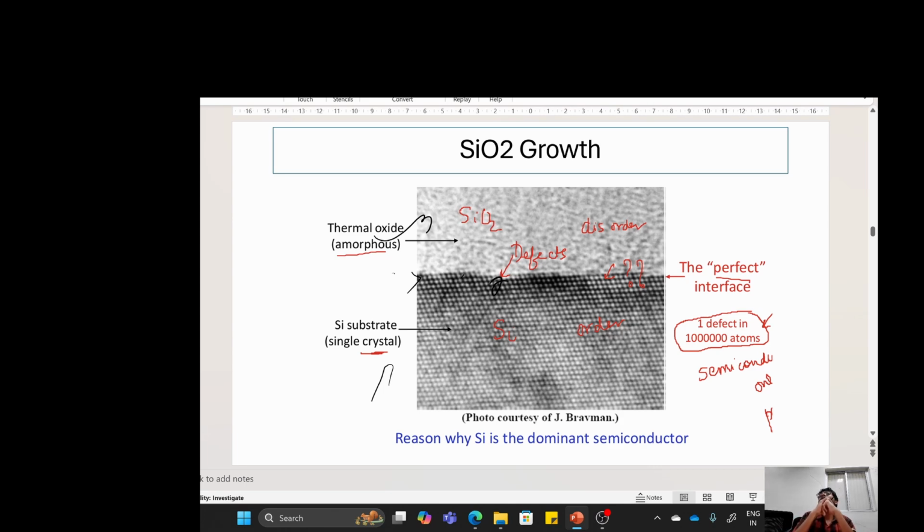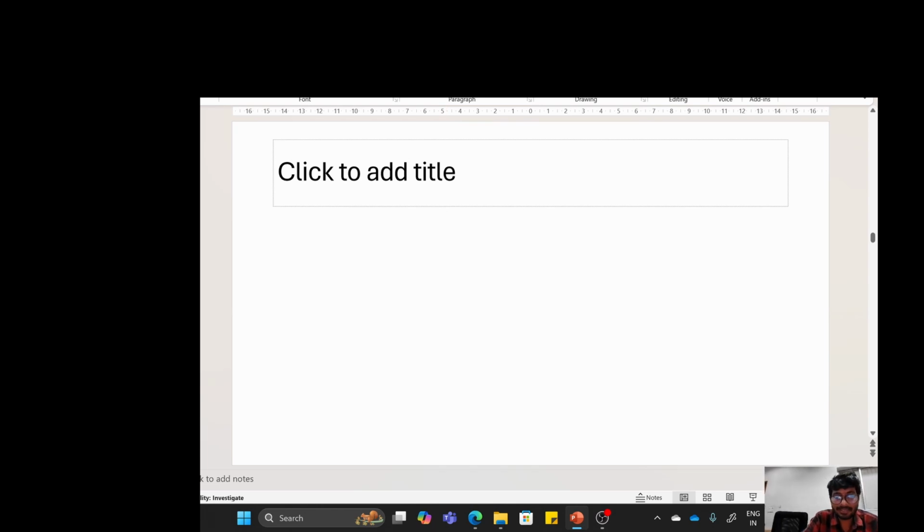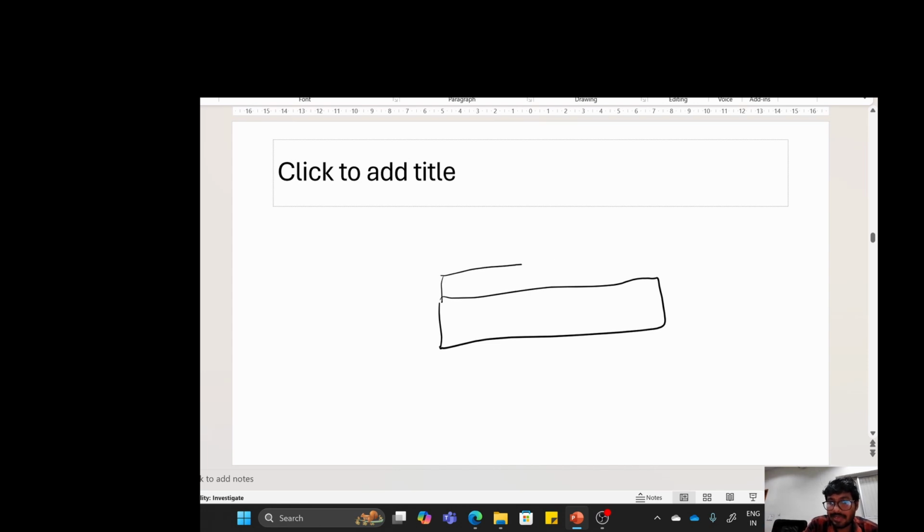Bulk also current will flow, right? Bulk also, but okay, let us go a bit more deeper in this case. So let us say this is your substrate. You have SiO2 here, and this is Si.